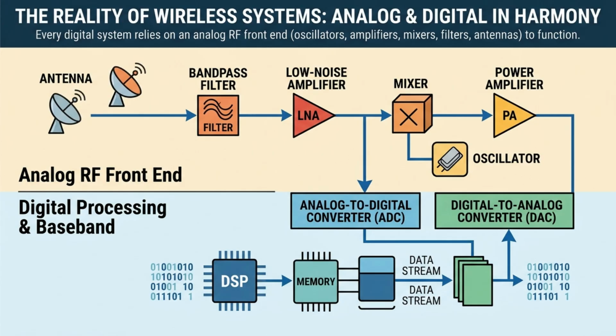A common misconception is that today's wireless systems are completely digital. In reality, every digital communication system contains an analog RF front-end, including oscillators, amplifiers, mixers, filters, and antennas. Digital processing and analog electronics work together to create reliable wireless communication.